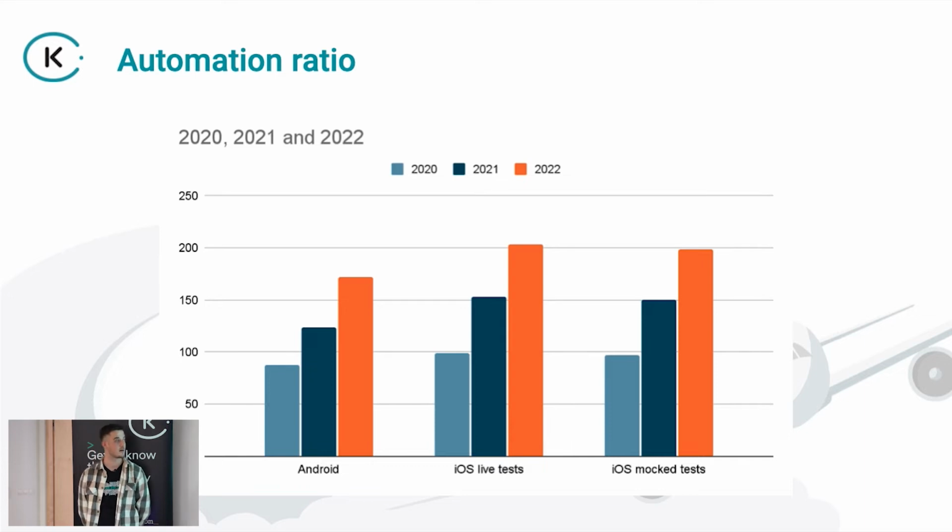Here you can see our automation ratio when we started in 2020 and where we are now in 2022. And I hope that the automation ratio will increase more, but more is sometimes not good.